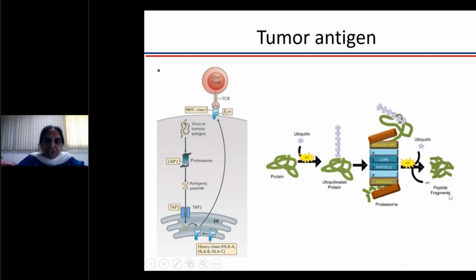Of these, the ones which can bind to MHC class 1 are preferentially transported by this transporter into the endoplasmic reticulum. Okay, somebody had a question. Ma'am, how is it that only the foreign particles are ubiquitinated? Even the self. Yes, you are absolutely right. What's your name? Hasina from genetics. So Hasina, it's not that the proteasome only degrades the proteins which are foreign.